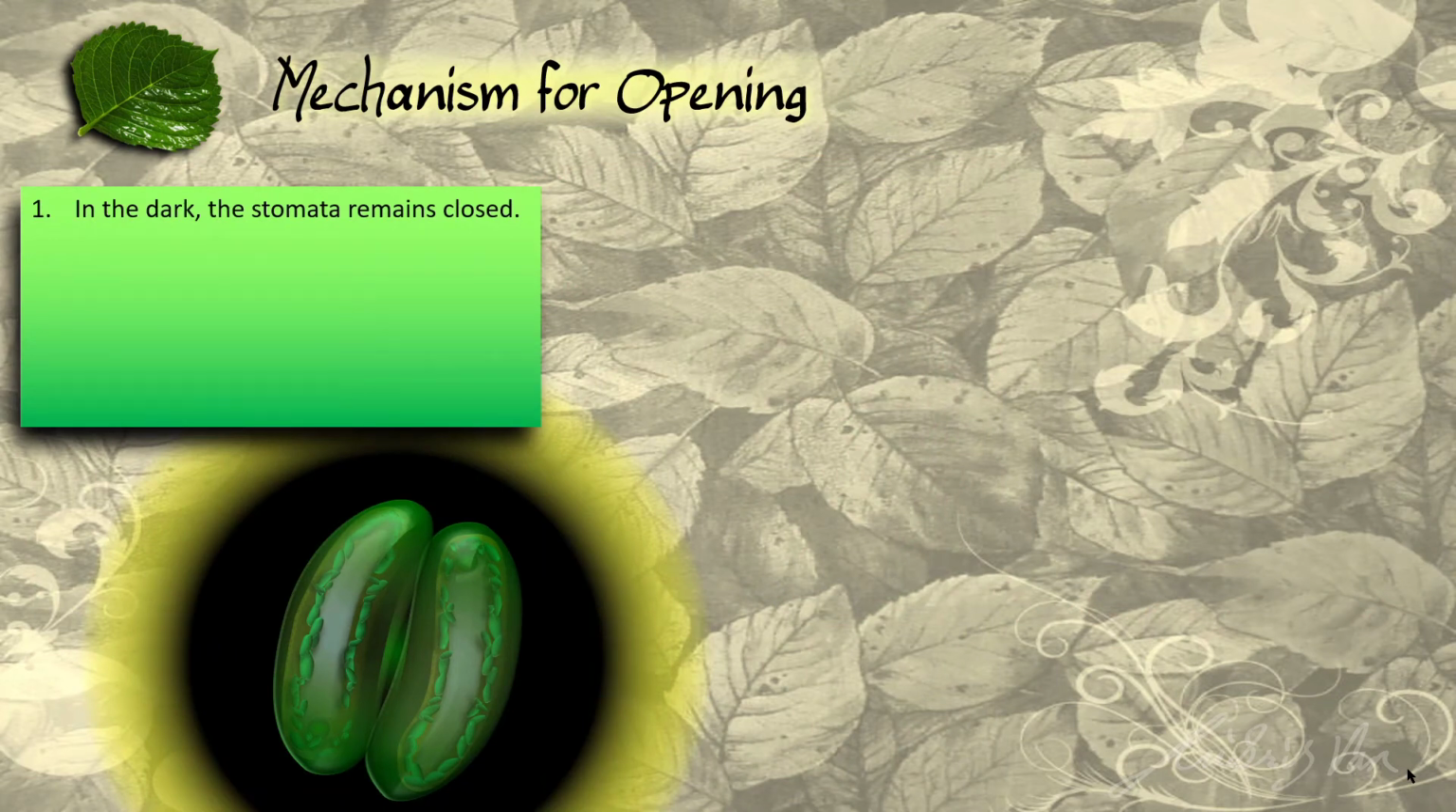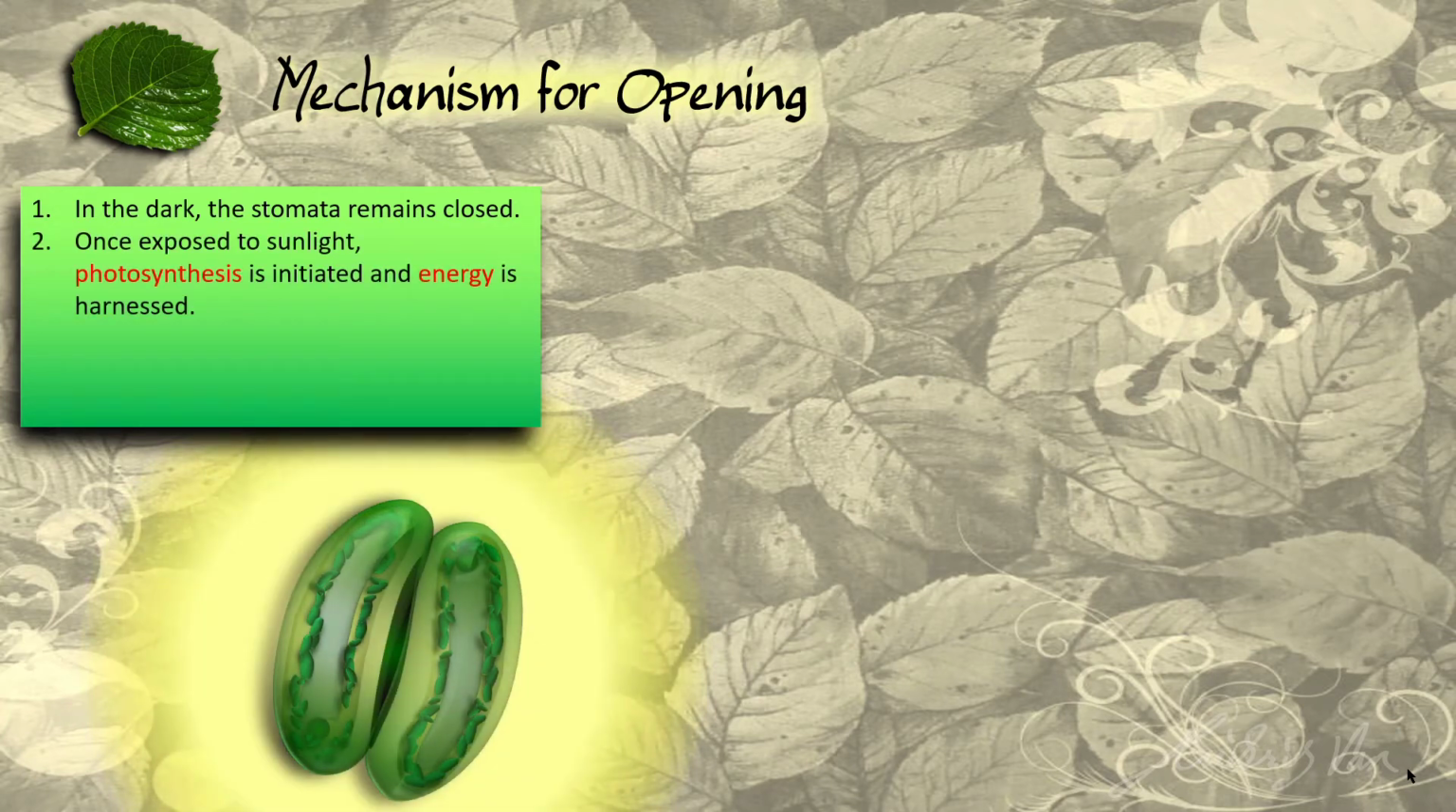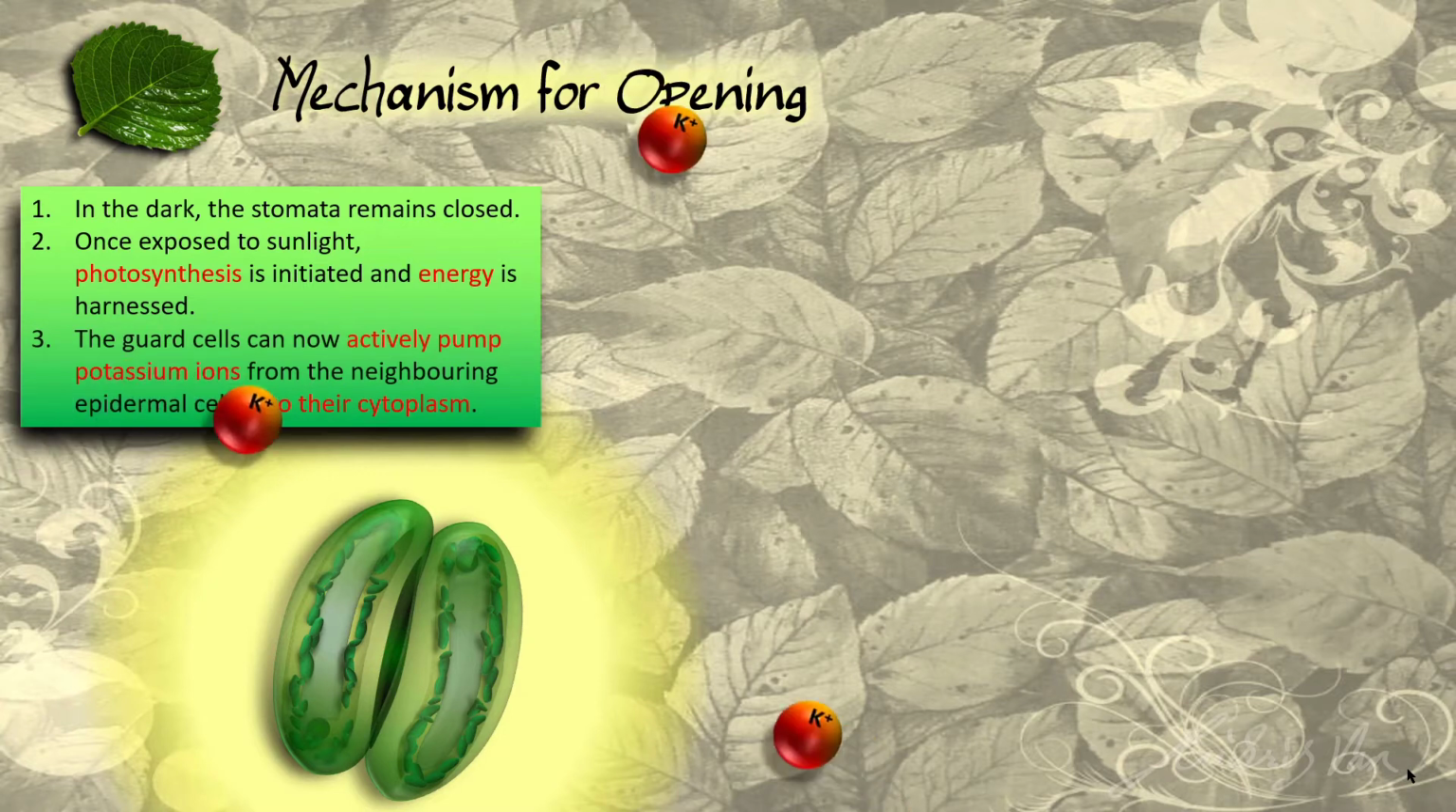In the dark, stomata is closed. Once it's exposed to sunlight, photosynthesis is initiated. Since photosynthesis took place, the plant now has glucose and is able to use the glucose to release more energy for active transport. Why does it need active transport? The active transport will help to pump potassium ion into the cytoplasm.